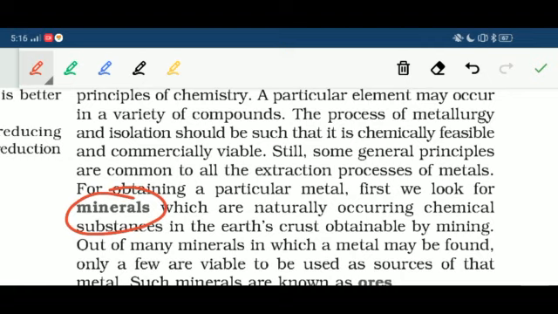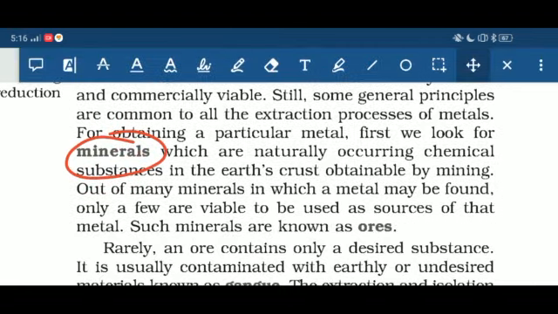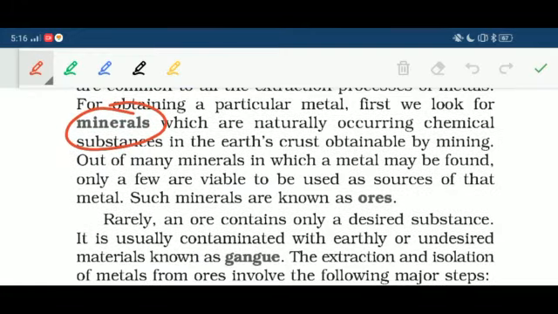And from these minerals, metals can be extracted profitably. Such minerals from which metals can be extracted profitably are called ores. Generally, ores are contaminated with earthly or undesired material known as gangue.